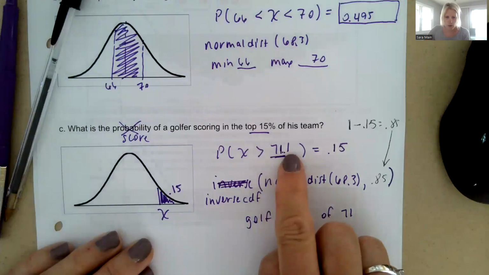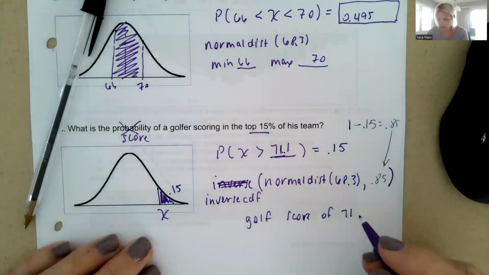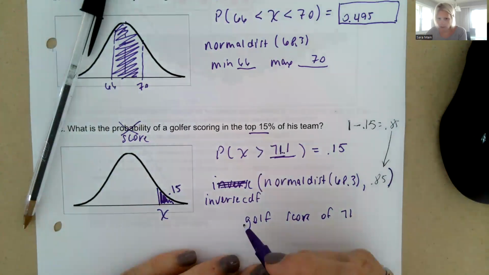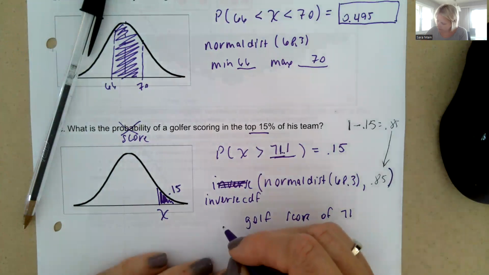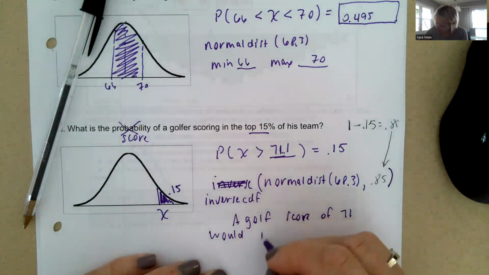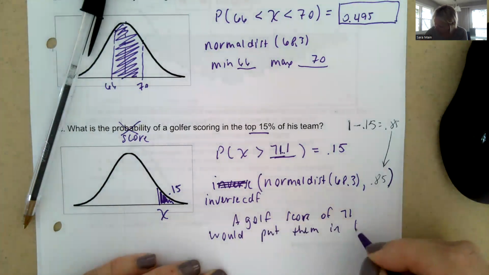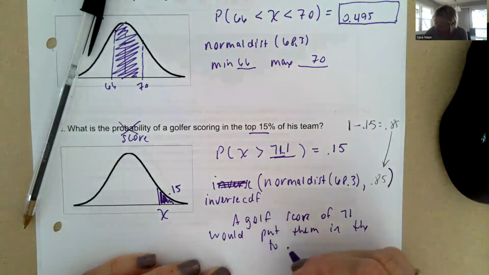So 71.1 is the X value, but we would probably round that. You can't get a decimal answer for a score in a golf game. So the golf score of 71 would put you in the top 15%.